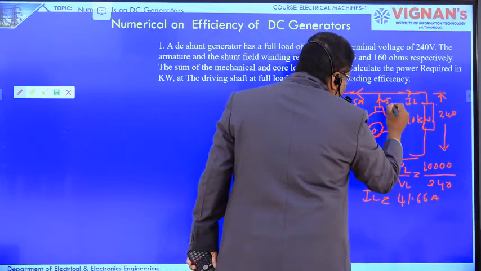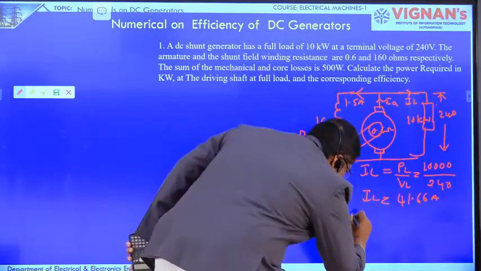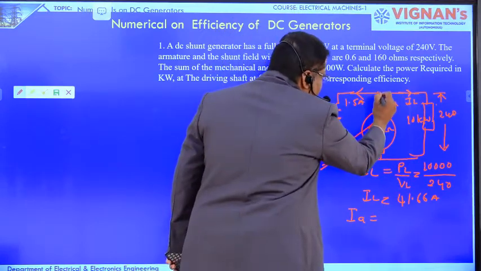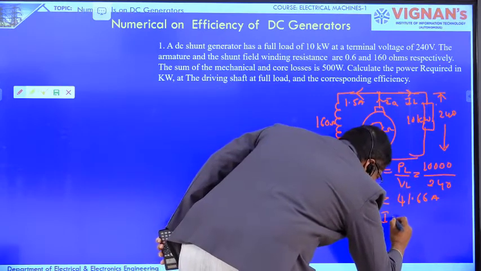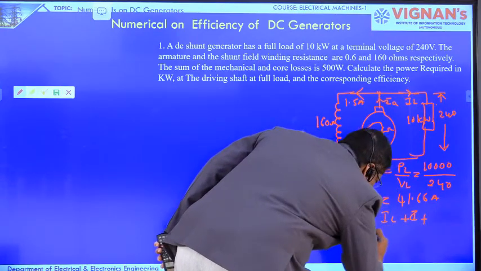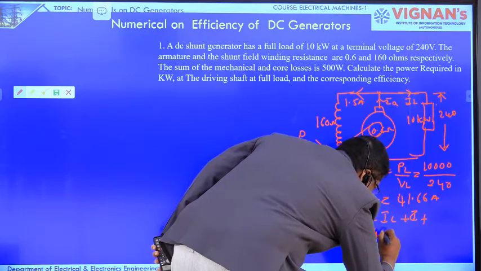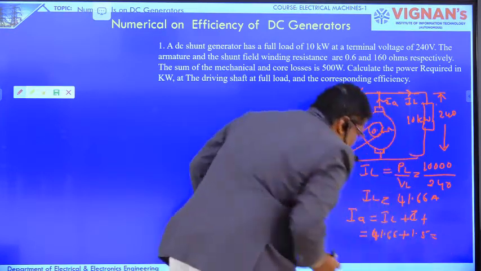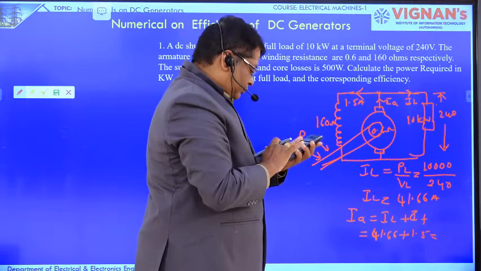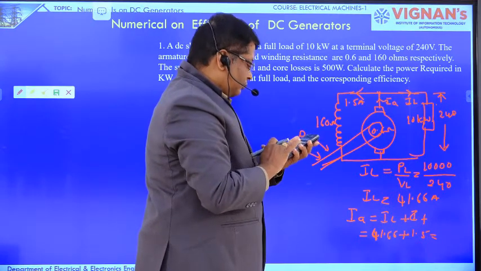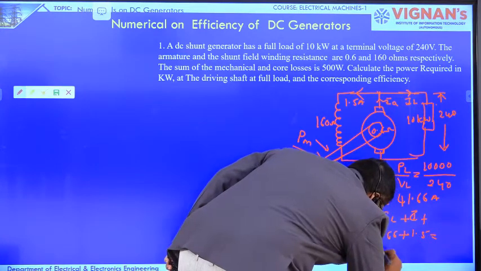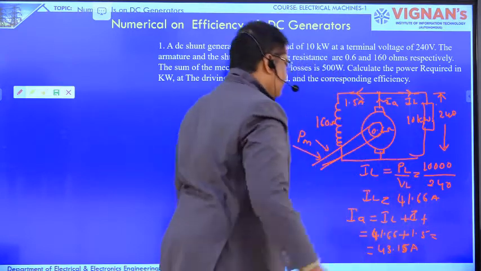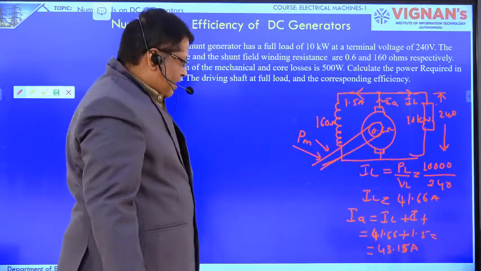Now for the armature current. Armature current Ia equals load current plus field current IF, applying KCL at this point. So 41.66 plus 1.5 gives 43.15 amperes. Keep this value aside. This is the armature current.